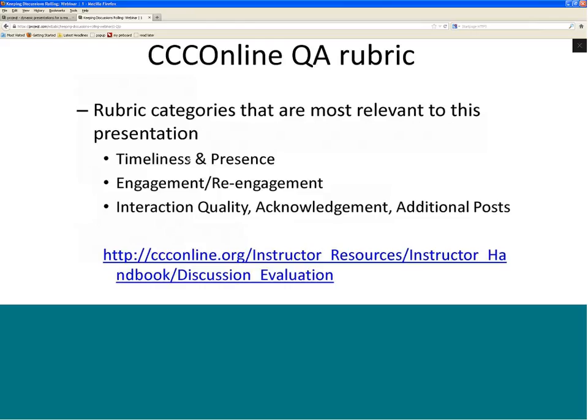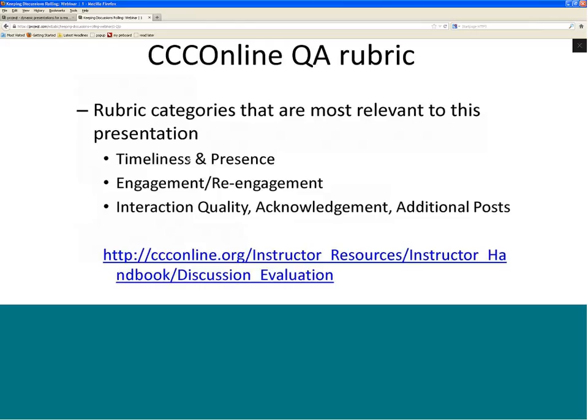Engagement and re-engagement, that's another category on the rubric that is relevant. And again, good in engagement just means that the instructor's posts are regularly re-engaging the students through additional questions, and those can be at the same or higher level. And in this presentation, we will be giving you some ideas if you're a little unsure, or you feel like the well is dry with the kind of questions you're asking your students. So that's engagement.